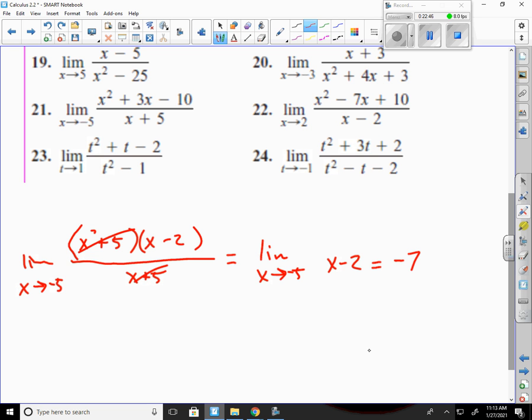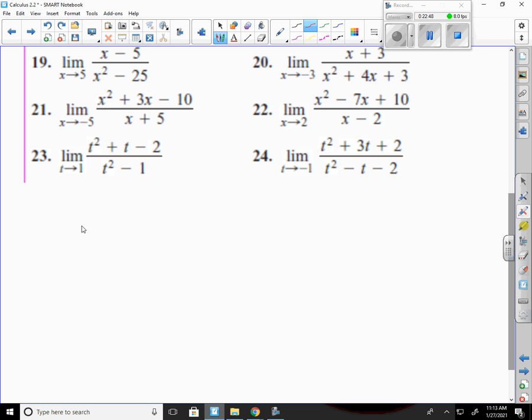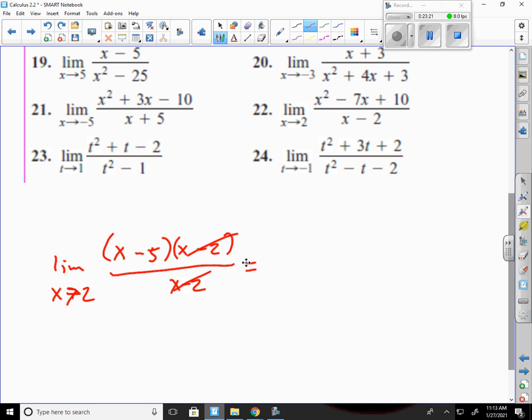Number 22. Kind of the same thing. We'll first plug the 2 in. I get 0 on the bottom. So now I have to factor the top out. What multiplies to give me 10 and adds together to give me negative 7? That would be negative 5 and negative 2. X minus 2's cancel. The limit as x approaches 2 of x minus 5. 2 minus 5 is negative 3.